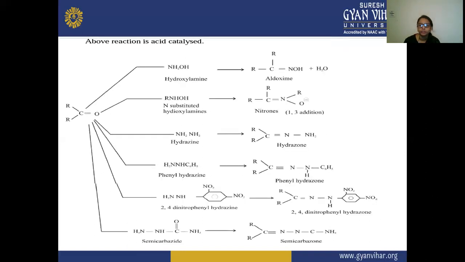Next, this is the above reaction which is catalyzed. So here, as you can see, the ketone is reacting in the presence of hydroxylamine and there's a formation of this oxime. When this ketone is reacted with N-substituted hydroxylamine there is a formation of this nitrone. When this ketone is reacted with hydrazine there is a formation of hydrazone, and when ketone is reacted with phenylhydrazine there is a formation of phenylhydrazone. When ketone is reacted with 2,4-dinitrophenylhydrazine there is a formation of 2,4-dinitrophenylhydrazone. And when this ketone is reacted with semicarbazide, there is a formation of semicarbazone.